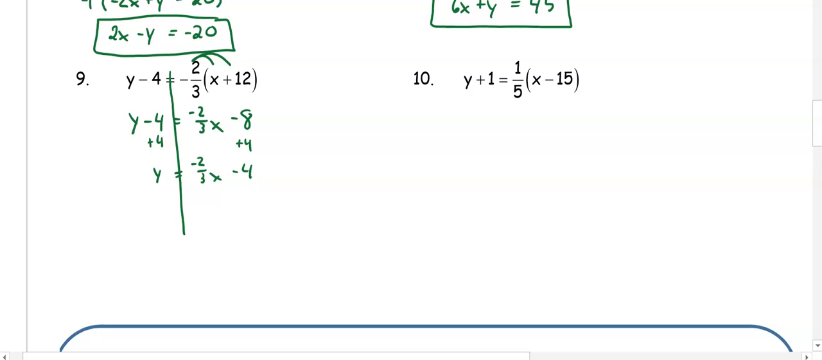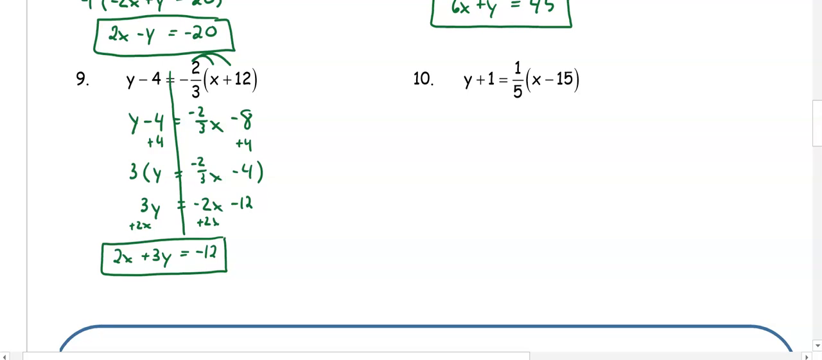Then to get rid of the fraction, we want to multiply by the number in the denominator. So we want to multiply by 3. 3y equals negative 2x minus 12. We're going to add 2x to both sides. 2x plus 3y is equal to negative 12.